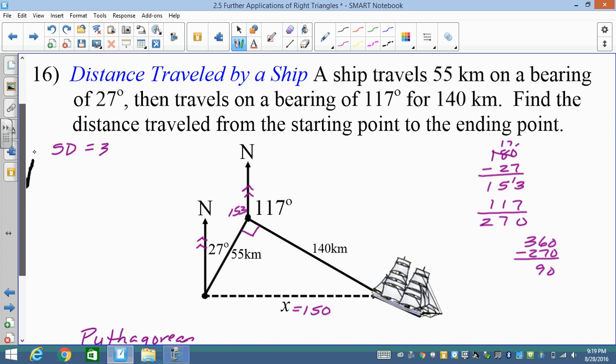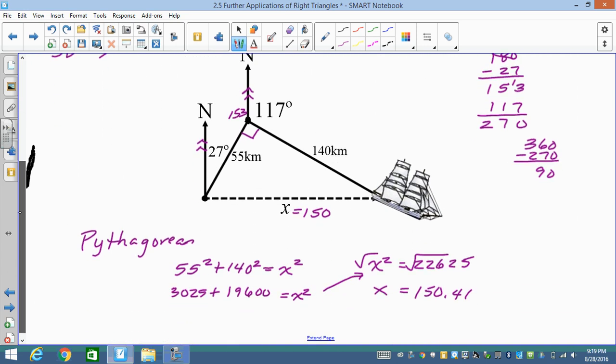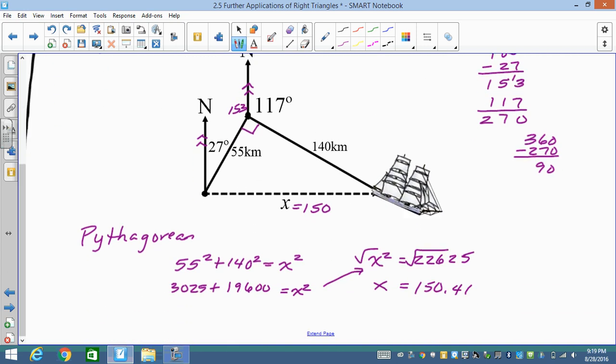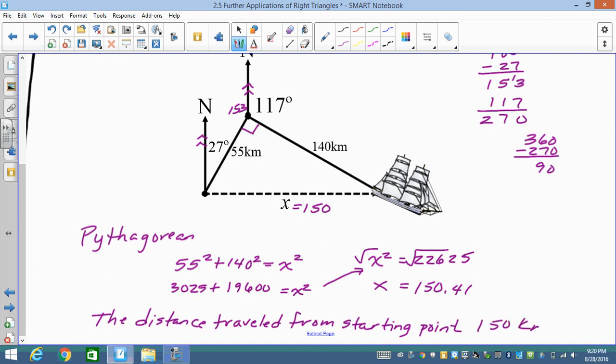So let's find the distance traveled from the starting point to the end point. The distance traveled from the starting point, we can also call this a displacement, is 150 kilometers.